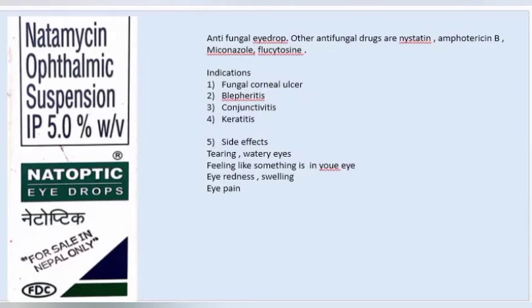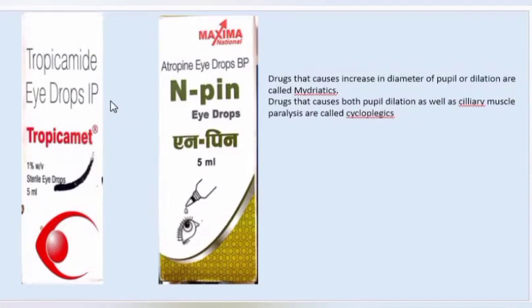Now let's move on to the next one. So these are mydriatics and cycloplegics. What are mydriatics? Drugs that cause an increase in the diameter of the pupil, or dilation, are called mydriatics. D for dilation. Whereas drugs that cause both pupil dilation as well as ciliary muscle paralysis are known as cycloplegics. C for ciliary muscle paralysis, so cycloplegics. You will be given tropicamide and then you will be given atropine.